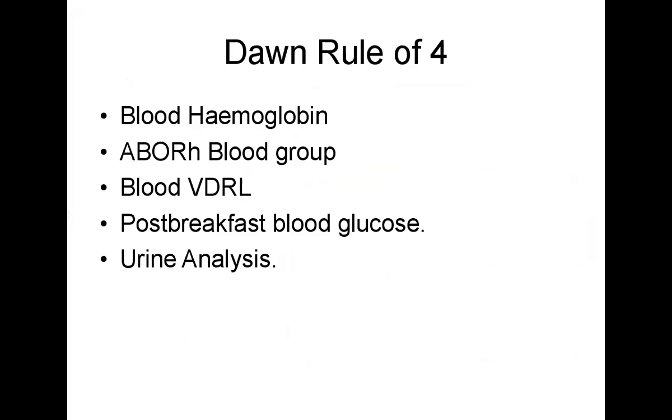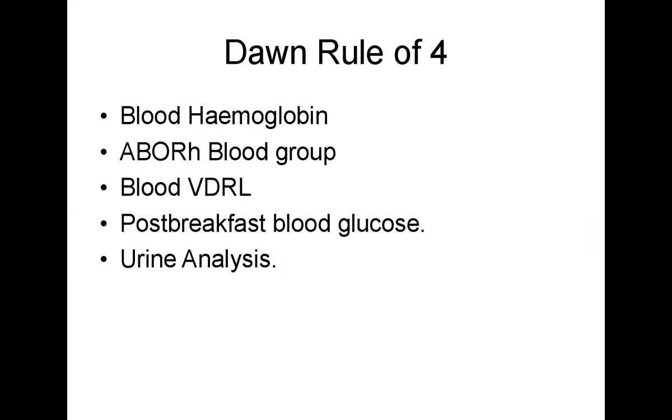Then the next one is the Dawn rule of fourth. What is the meaning? The basic investigations which are done during antenatal care are called the Dawn rule of fourth. So what does it include? It includes the blood hemoglobin examination. Blood hemoglobin is tested, and normally it should be about 10 gram percent. The second important one is ABO-RH blood group.